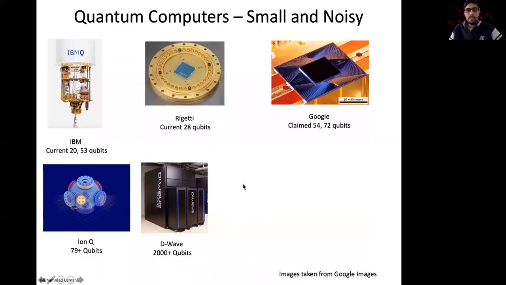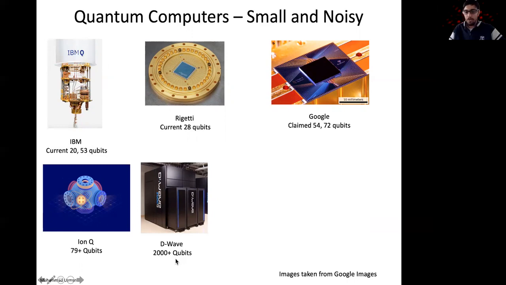So these are some examples of different quantum computers that exist at the moment. For example, IBM, the most popular company developing quantum computers. They currently have 20-qubit and 16-qubit machines. I think the largest machine they have is a 53-qubit machine. Rigetti, another private startup company, is also developing machines. It might be a bit old, but at the time of making this slide, they had a 28-qubit machine. They might have a larger number of qubits by now. Google has a 54-qubit machine, and they also have 72-qubit machines. IonQ has about 79 or so qubits.